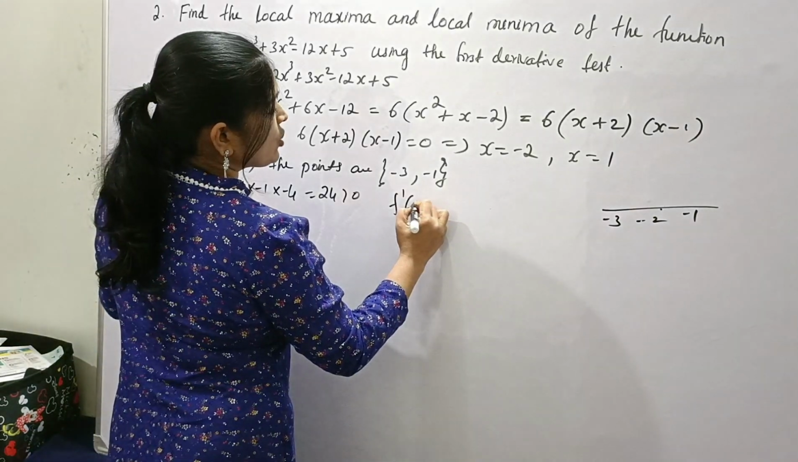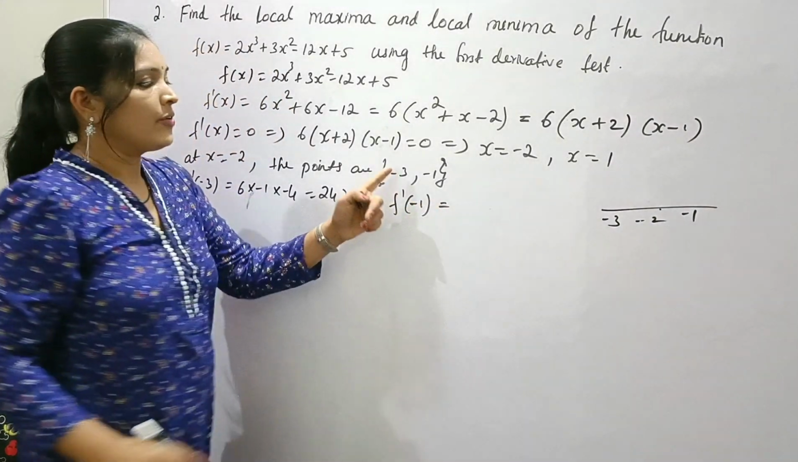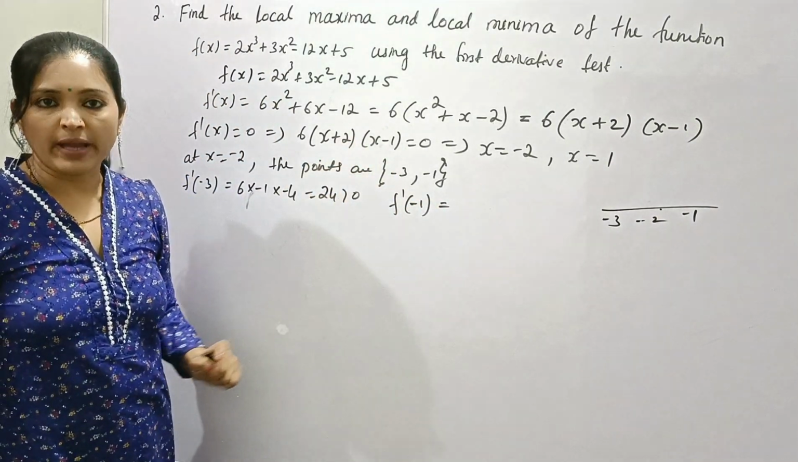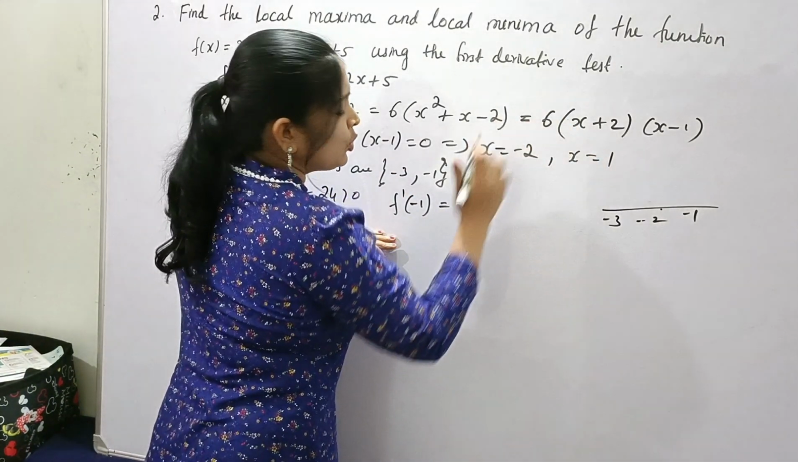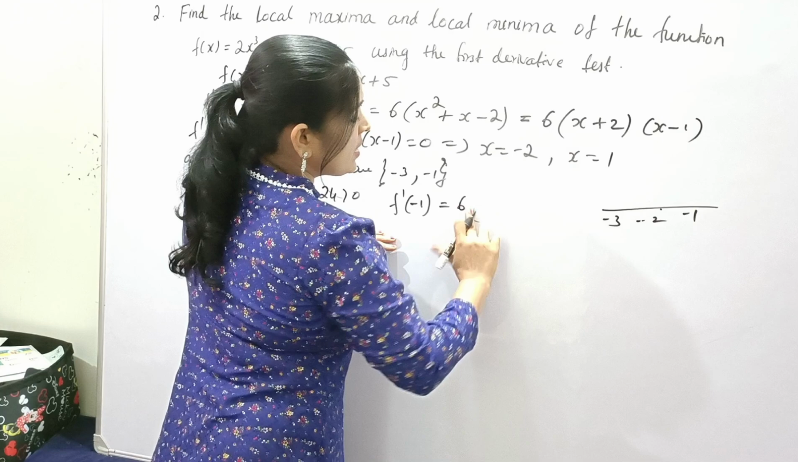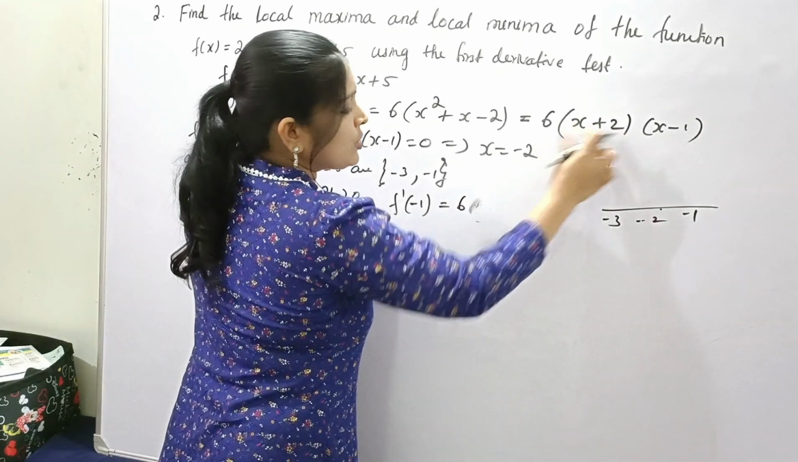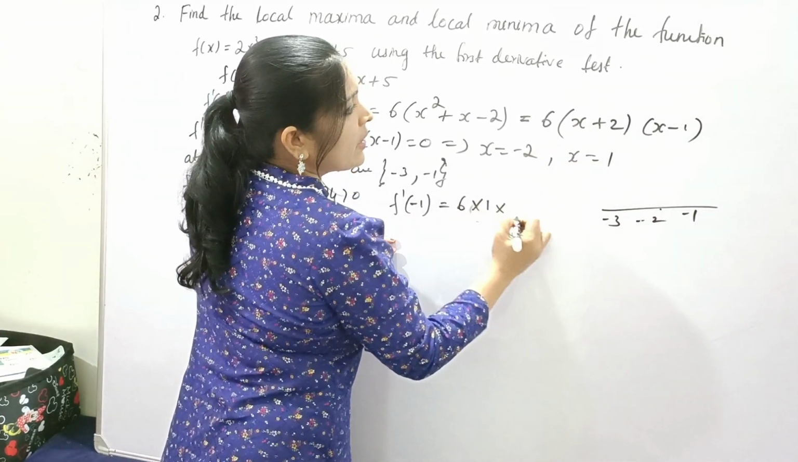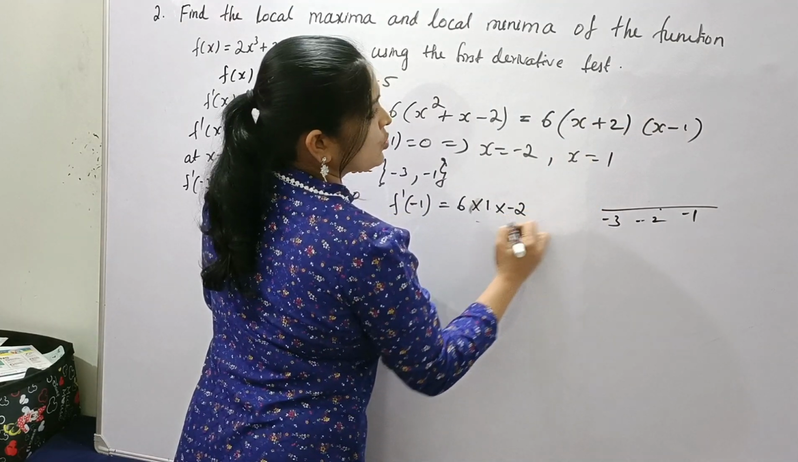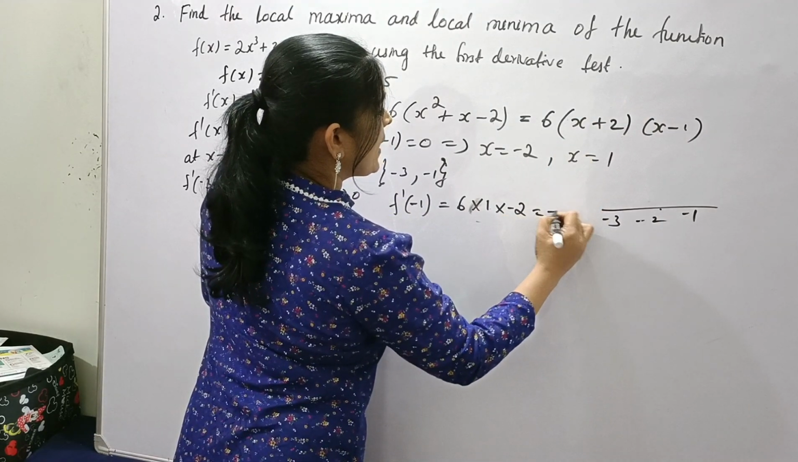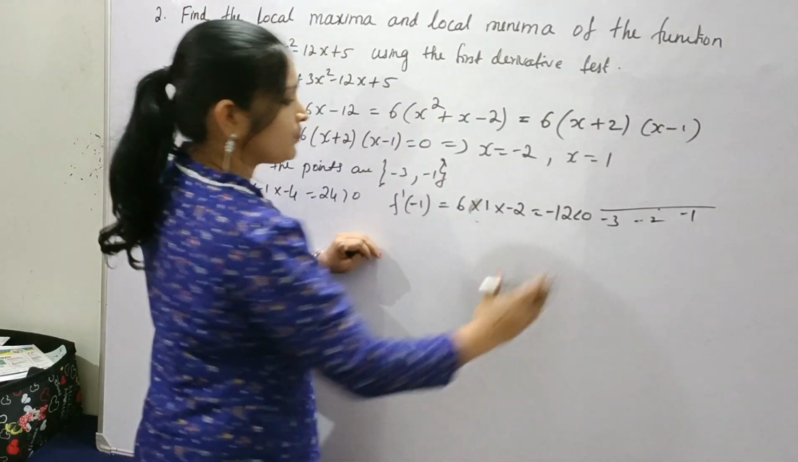Next we will find f dash of minus 1. First we have found f dash of minus 3. Next we will find f dash of minus 1. Put x is equal to minus 1. 6 into minus 1 plus 2 is 1, into minus 1 minus 1, that is minus 2. That is minus 12, that is less than 0.